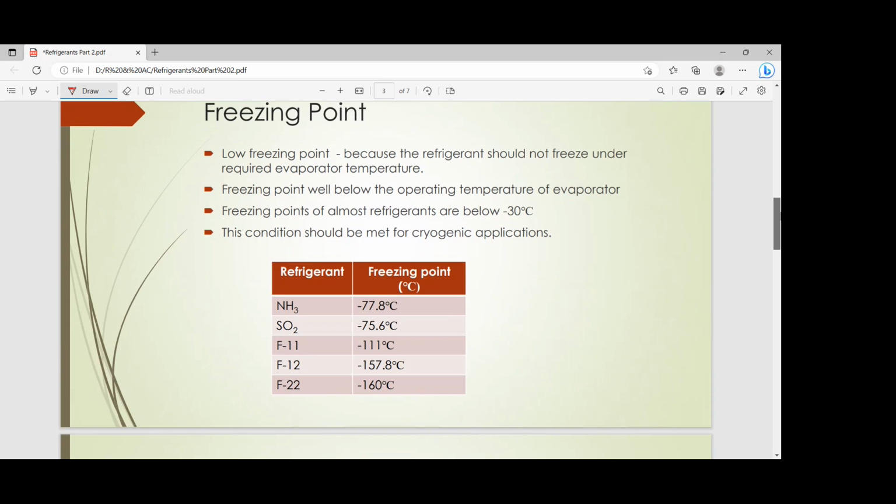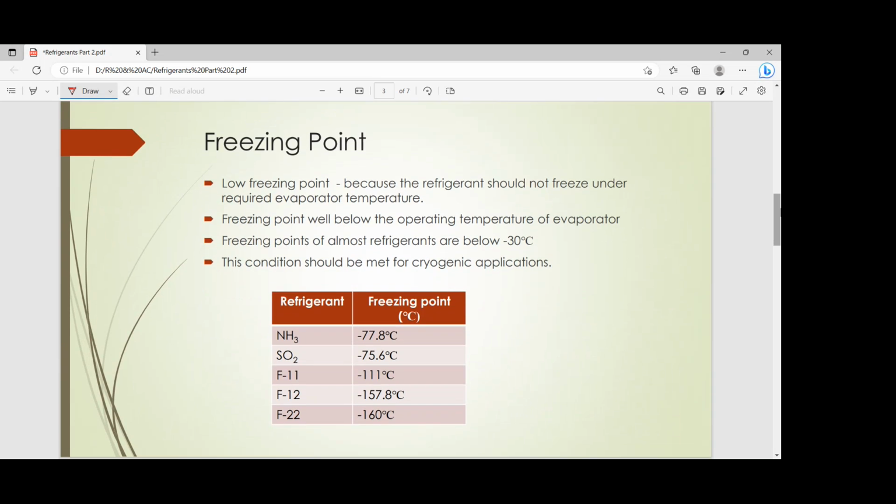Okay, the second important property is freezing point. The freezing point, obviously, should be as low as possible, because I don't want my refrigerant to freeze. The refrigerant is not supposed to freeze at the required evaporator temperature.